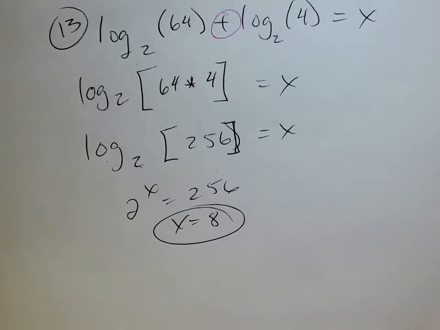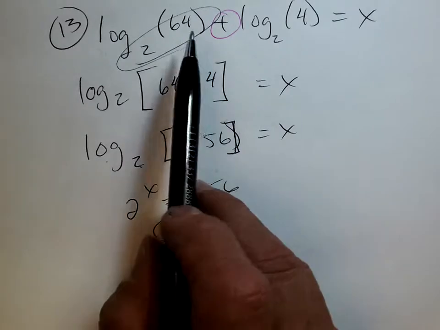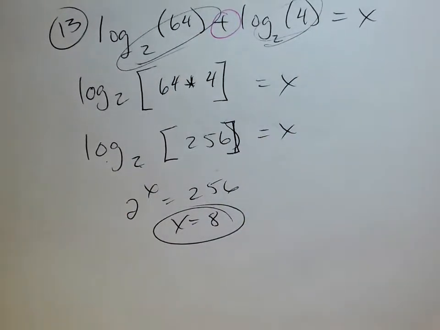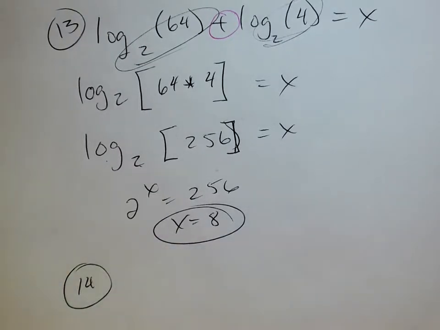Or here's another way. This one's going to be a 6, and that's a 2. Do you see that, Claire? 14. All right.